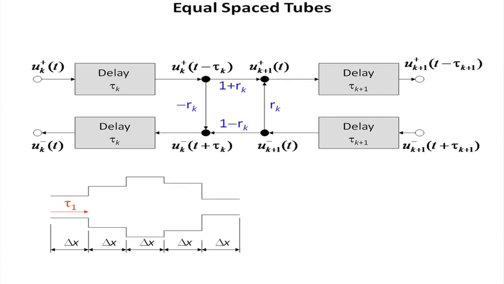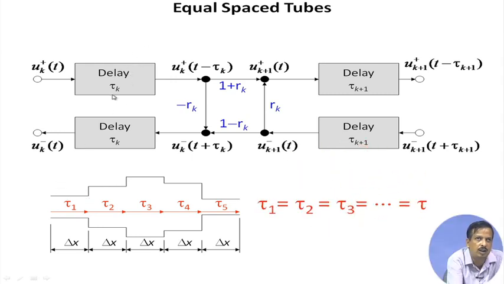Now, suppose I have n number of tubes with equal length. If I consider all tubes of equal length, then what should the diagram be? I said this delay tau k is equal to tau k plus 1. What is tau k? L k by C. So, if all tube lengths are the same, then tau k is equal to tau k plus 1, all are del x. So, the delay circuit will be the same, the same delay will happen.